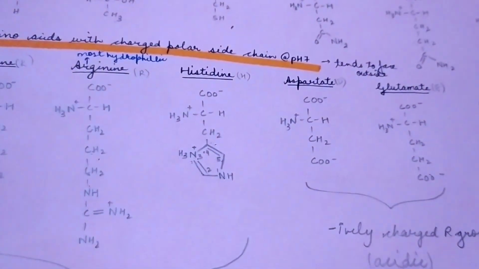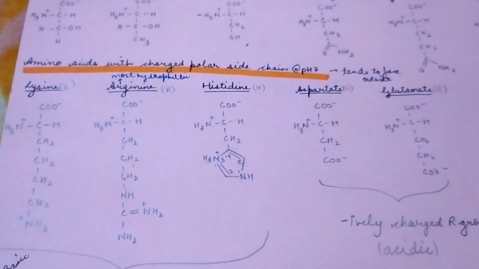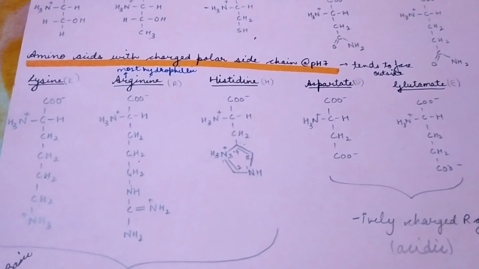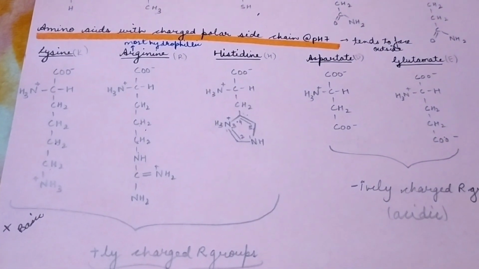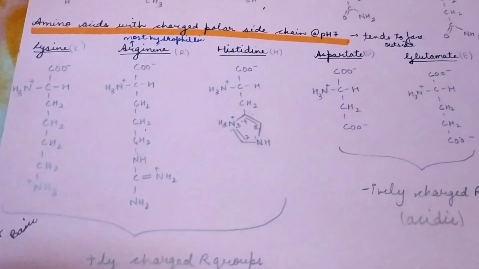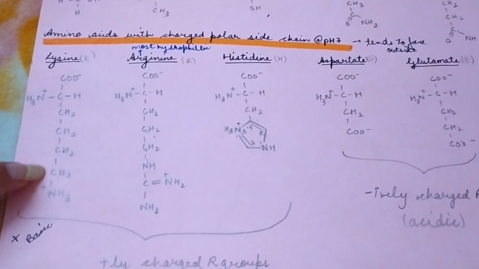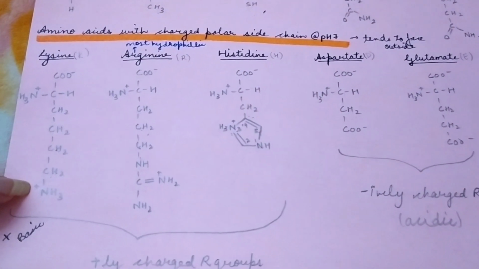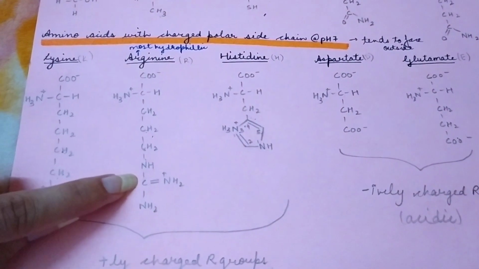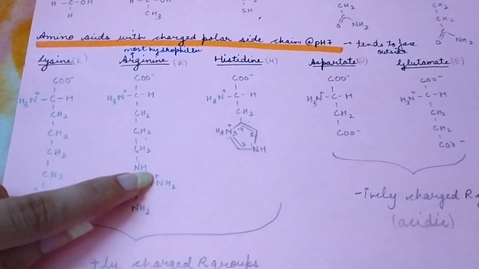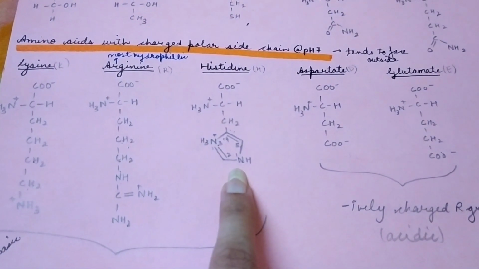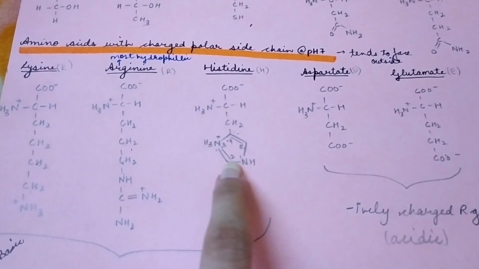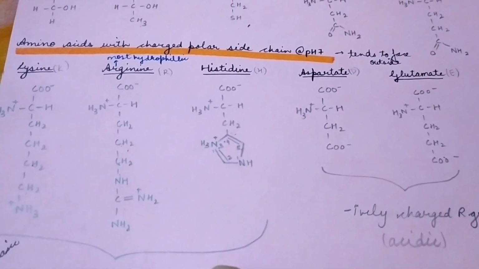Okay, so now the ones with the charged polar side chains are 3, which are basic, positively charged: lysine, arginine, histidine. You can see the structure: 1 2 3 4 CH2, NH3 for lysine, and then 3 CH2, NHC, NH2 plus NH2 for arginine, and for histidine there is this ring. Okay, 5 1 2 3 4.